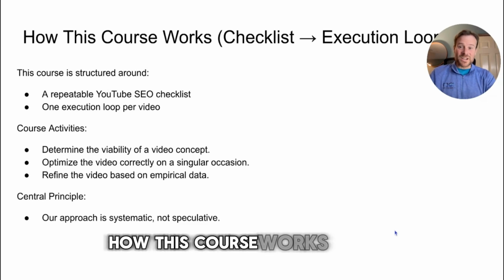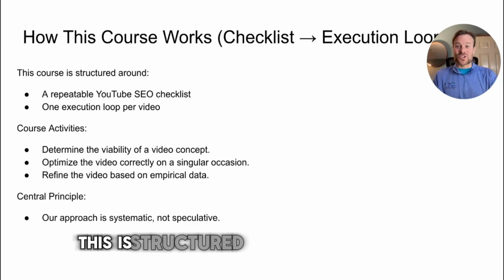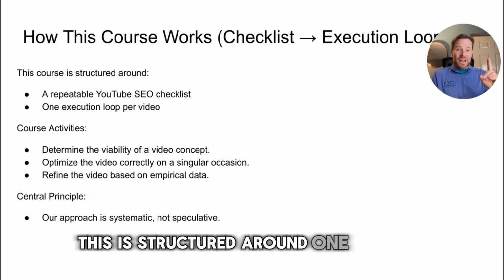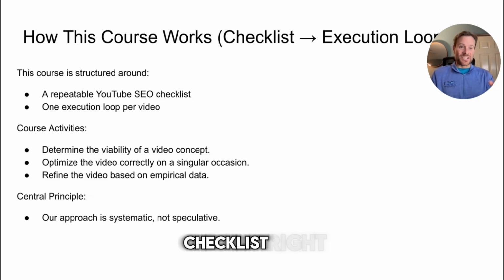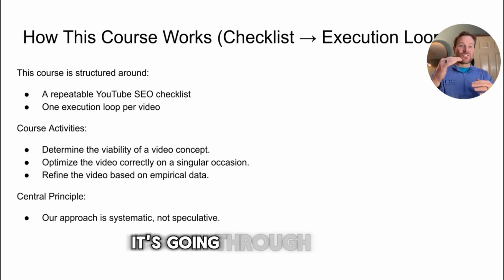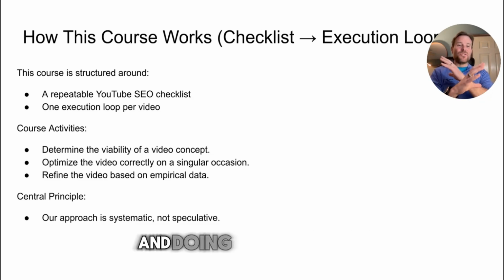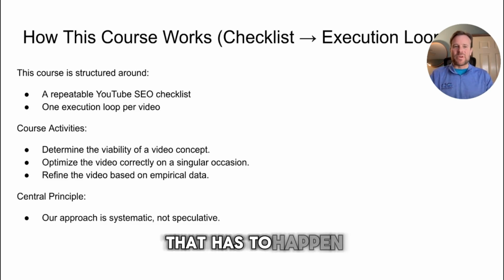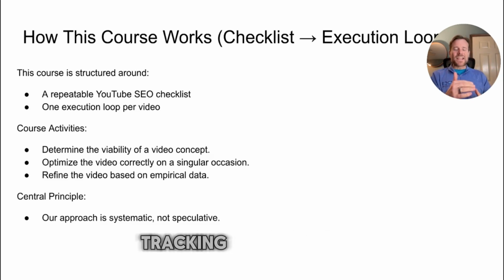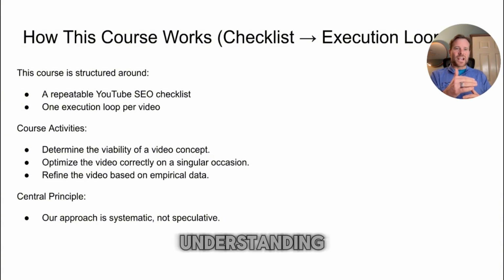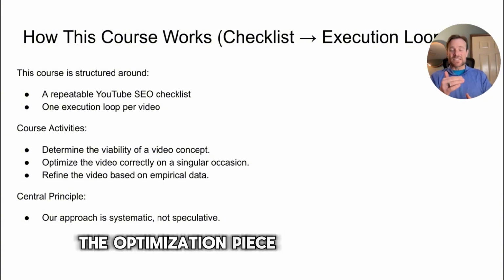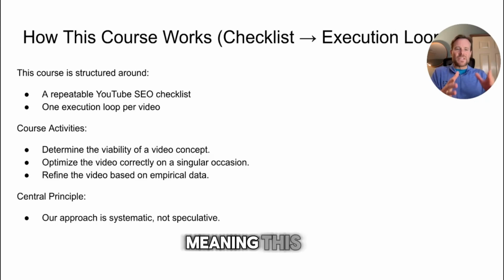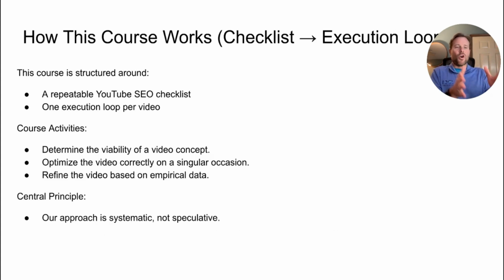How this course works. All right, this is structured around one YouTube checklist, right? It's going through a video and doing top to bottom optimization of everything that has to happen, including tracking and understanding the optimization piece of it afterward. Meaning this is like an entire execution loop of one video content, so it can be repeated over and over again.